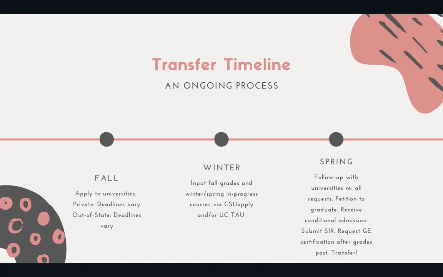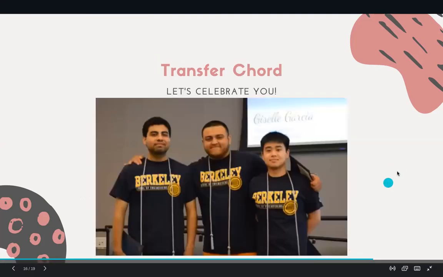Petition to graduate with a counselor, including myself. I'd love to do your graduation petition for you. Receive conditional admission. Submit your intent to register. Request general education certification after your grades post. And transfer. And then, of course, we have our beautiful transfer cords that we give our students when they transfer.